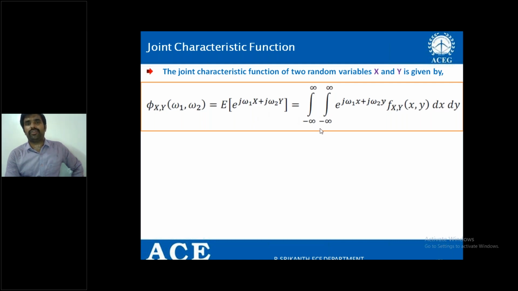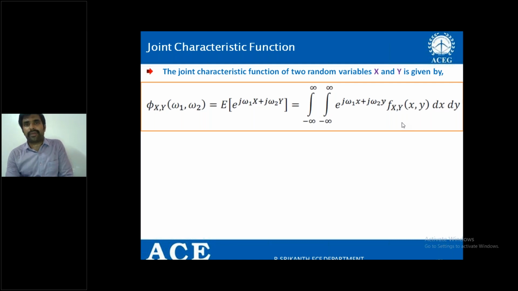So in the integration form, I write integral minus infinity to plus infinity, again integral minus infinity to plus infinity, a double integration. Why? Because we have two variables here: dx dy, e power j omega 1 x plus j omega 2 y into f x comma y of x comma y. It is nothing but the joint density function of the two random variables x and y, right? So it is the definition for the joint characteristic function of the two random variables x and y, right?